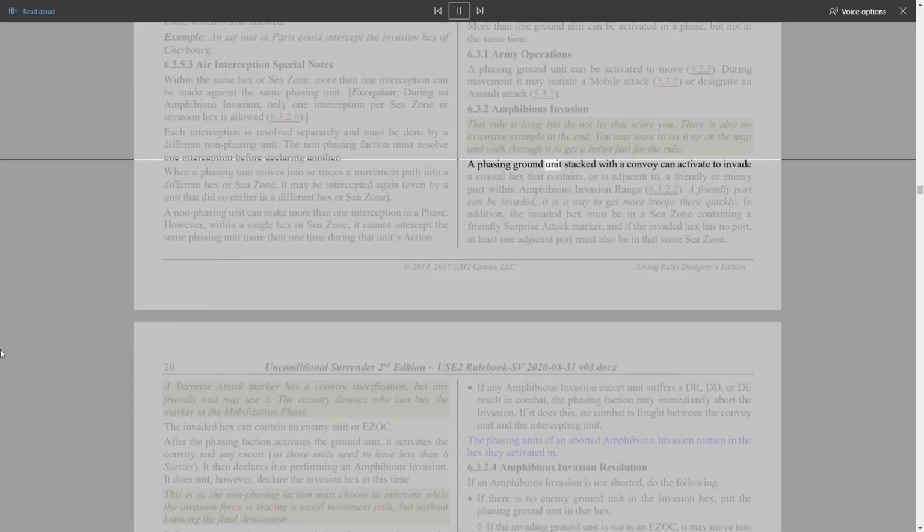A phasing ground unit stacked with a convoy can activate to invade a coastal hex that contains, or is adjacent to, a friendly or enemy port within amphibious invasion range. 6.3.2.2. A friendly port can be invaded. It is a way to get more troops there quickly.